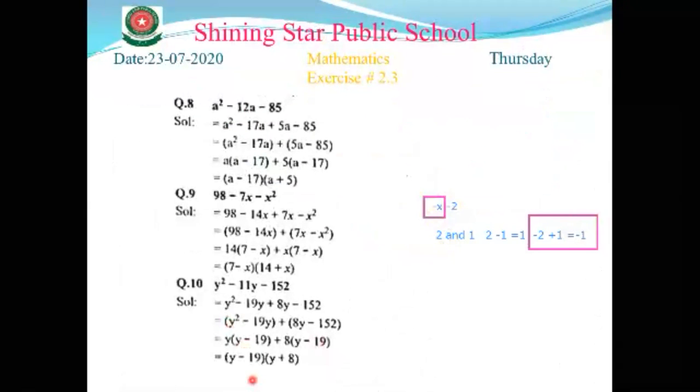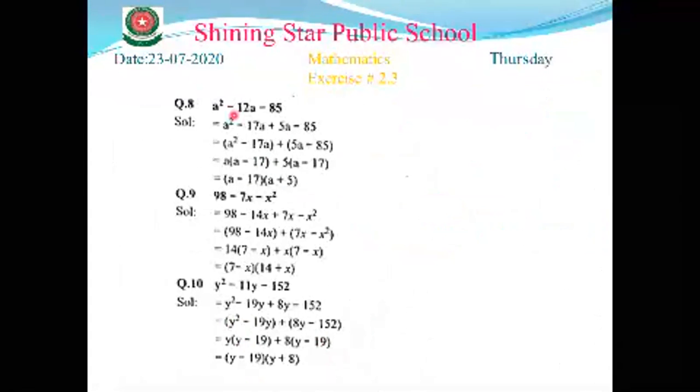Okay, ji. Now, next question, question number 8. A square minus 12a minus 85. Again, we have to find the two numbers. If we multiply them, we must get 85. So the numbers are 17 multiplied 5 is 85.